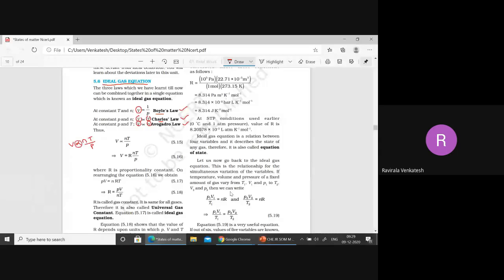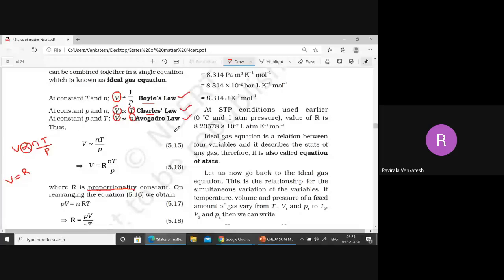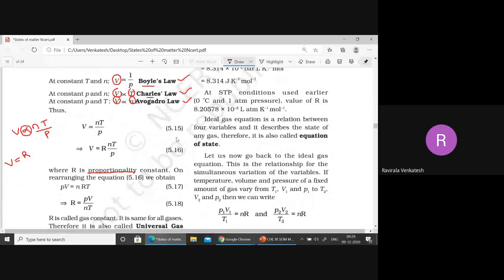Now remove the proportionality. When we remove it, we get a proportional constant. That proportional constant I am writing as R here. R is nothing but a proportionality constant. Now, in the place of proportionality, I put a constant R. Next, V equals R times nT by P.